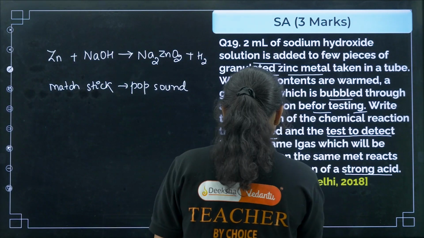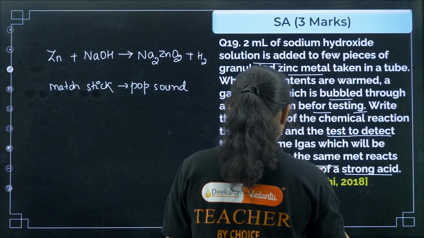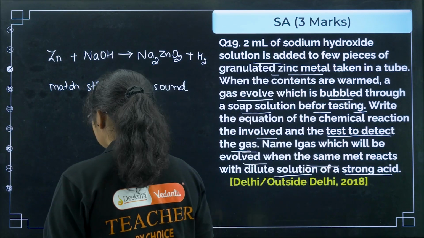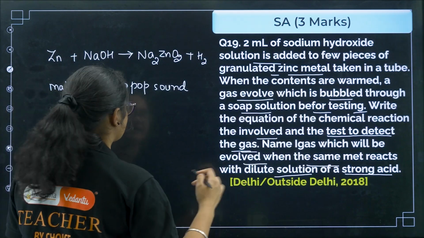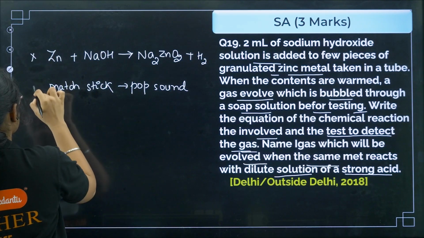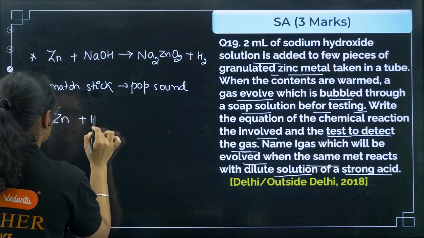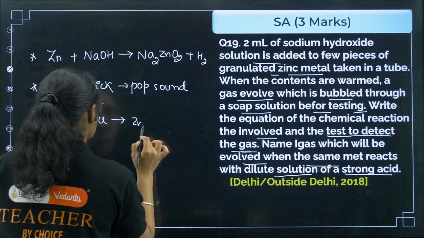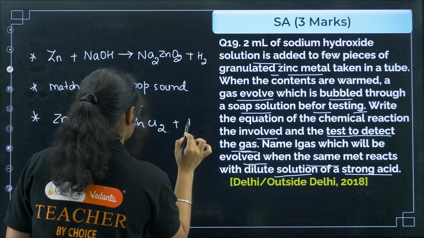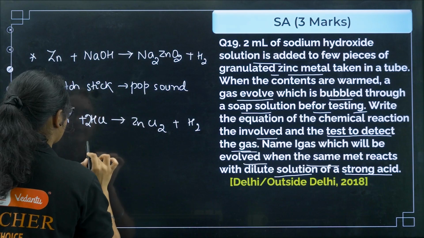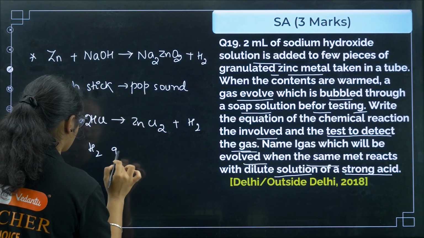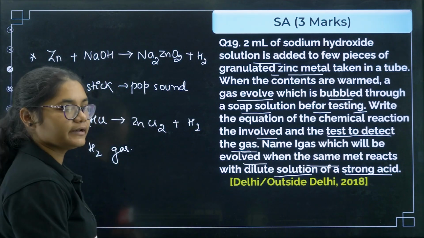Name the gas which will be evolved when the same metal reacts with dilute solution of strong acid. So if the metal reacts with strong acid also, we will get the reaction like this: ZnCl2 plus H2. So the gas that is produced here is also hydrogen gas. Clear?